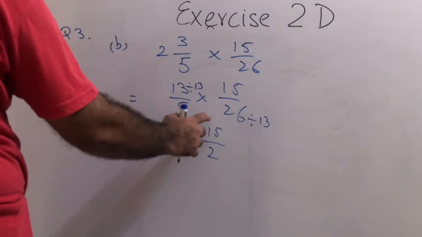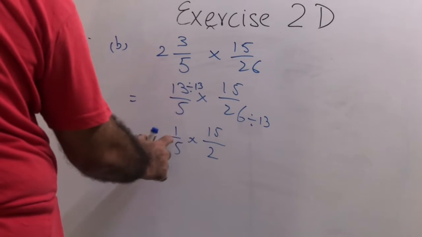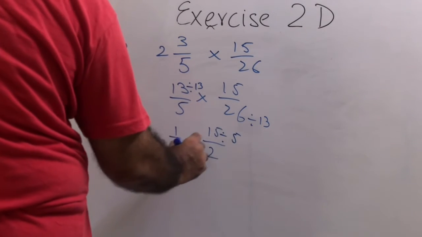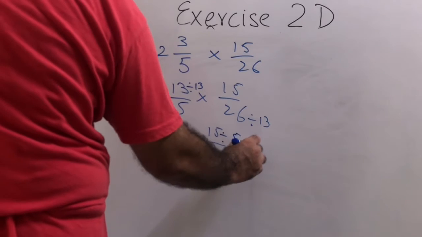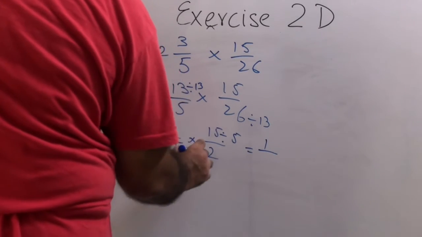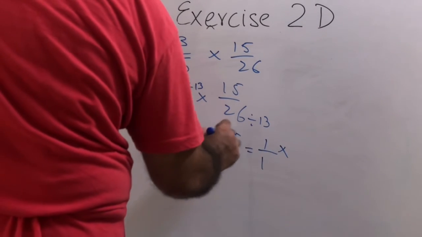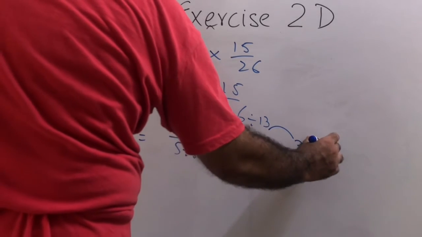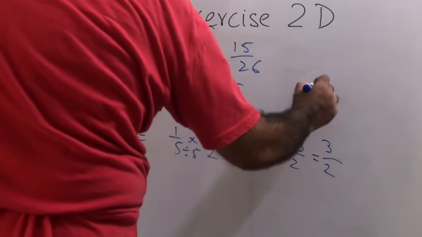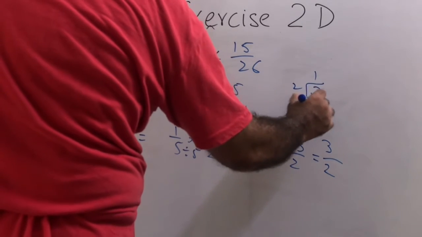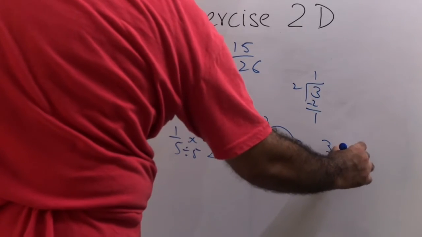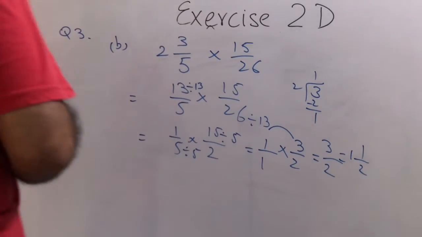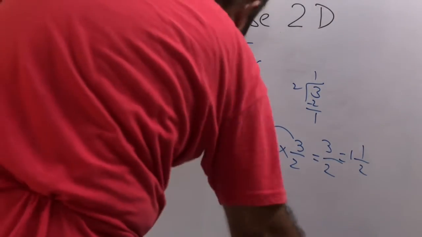Then we need to simplify these two. This is the numerator, this is the denominator. Divide by 5, divide by 5. We get 1 over 5 divided by 5 is 1, and 15 divided by 5 is 3 over 2. Then 1 times 3 is 3, 1 times 2 is 2. Further divide, 2 ones are 2, so it becomes 1 whole number 1 over 2. This is the answer for part B.